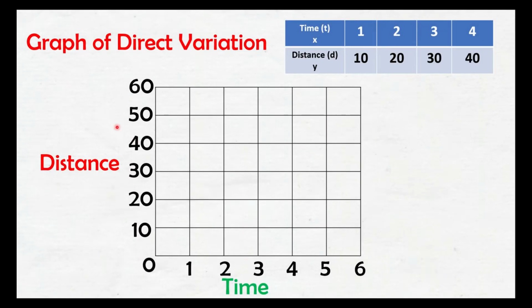Okay, so meron din tayong graph for direct variation. So, itong dito, sa part na ito yung distance traveled niya. So, 10, 20, 30, 40, 50, 60 kilometers. And ito naman nasa baba, ito yung time. So, 1 hour, 2 hours, 3 hours, 4 hours, 5 hours, 6 hours. Para makita natin yung graph ng direct variation, kung anong itsura niya, ipa-plot natin itong mga coordinates dito. Or yung mga variable natin na x, y.